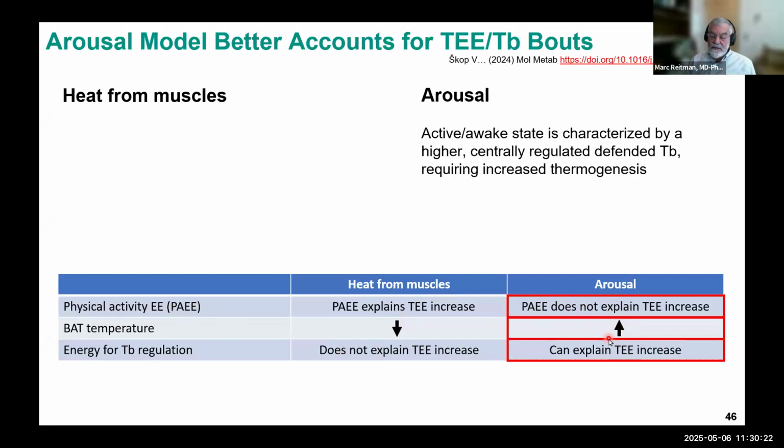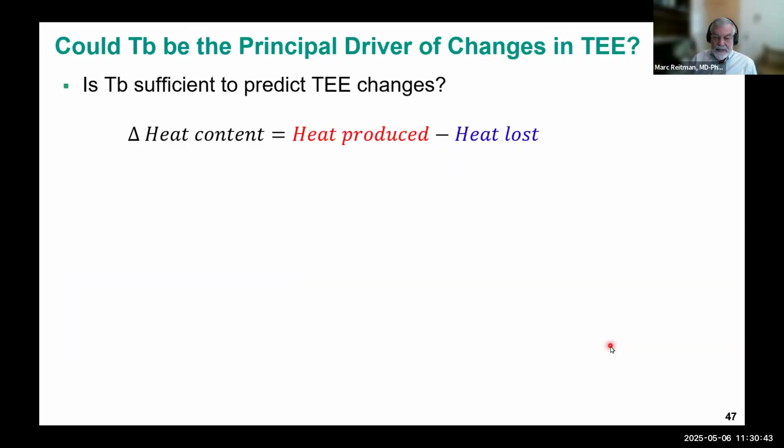And this led us to a hypothesis that maybe energy for body temperature regulation is really what's causing a lot of this physiology. And I'm going to show you next that indeed energy expenditure to drive body temperature really can explain mouse energy homeostasis. And I'm going to show just a little bit of that.